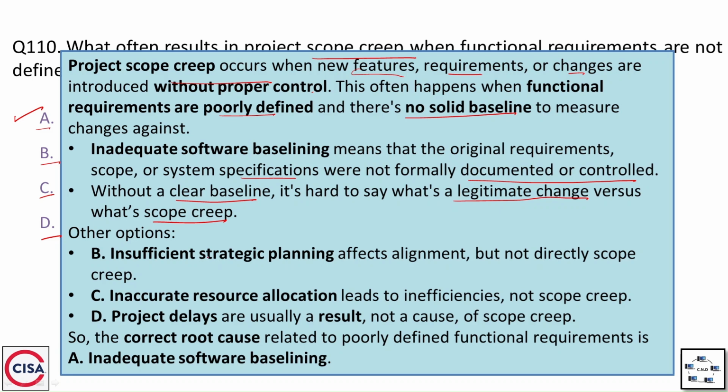Other options, option B, insufficient strategic planning affects alignment but not directly scope creep. Option C, inaccurate resource allocation leads to inefficiencies, not scope creep. And option D, project delays are usually a result, not a cause of scope creep. So the correct root cause related to poorly defined functional requirements is option A, inadequate software baselining.